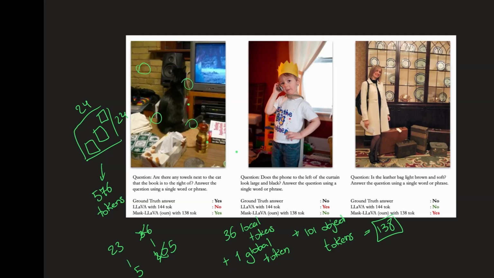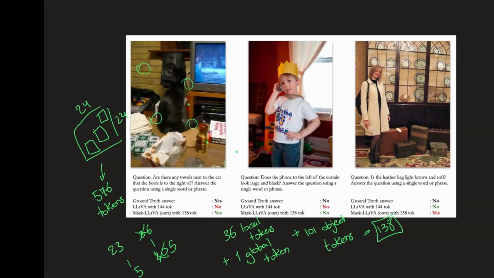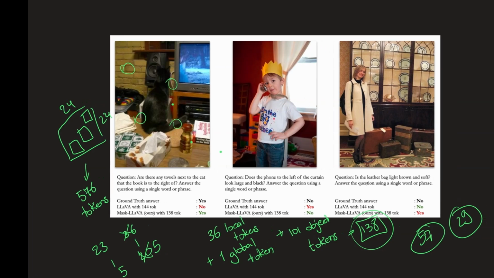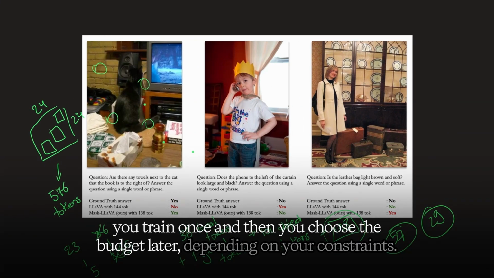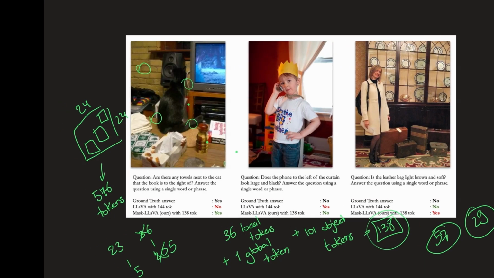And here's the key point. The model weights stay exactly the same. It's only the input token set that changes. So why is this important? It's because there's an advantage. If you lower the token count, you can lower your inference cost and make latency faster, right? So instead of training separate models for 138 or for 57 tokens or for 29 tokens, you train once and then you choose the budget later, depending on your constraints. So the model has been trained to remain robust under token scarcity. And that's what makes this architecture flexible in real-world deployments.